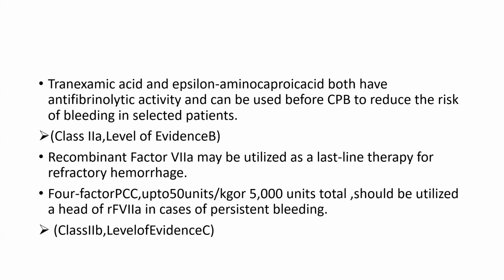Then tranexamic acid and epsilon aminocaproic acid both have antifibrinolytic activity and can be used before CPB to reduce the risk of bleeding in selected patients. Recombinant factor 7A may be utilized as last line therapy for refractory hemorrhage. Four-factor PCC up to 50 units per kg and 5,000 units total should be utilized ahead of recombinant factor 7 in case of persistent bleeding.